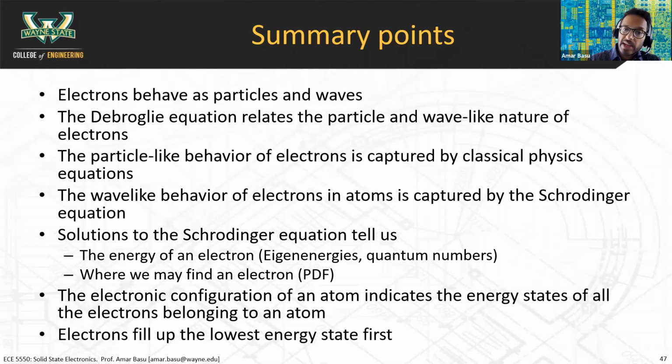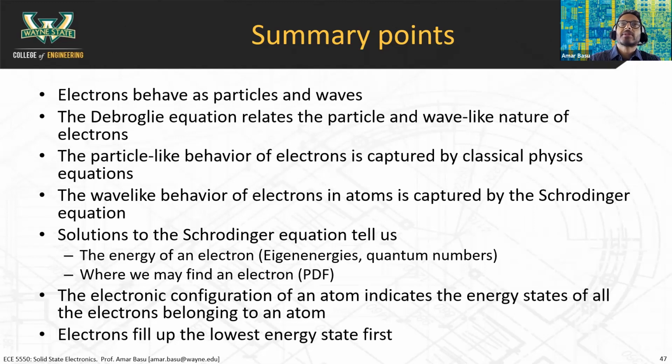And then the wave-like behavior of electrons is captured by the Schrodinger equation, which basically transformed the statement of total energy equals potential plus kinetic into something with a wave equation. The solutions of the Schrodinger equation will tell us the energy of the electron and where we might physically find the electron. And that is a probability density function. So it tells us basically the electronic configuration of the atom.